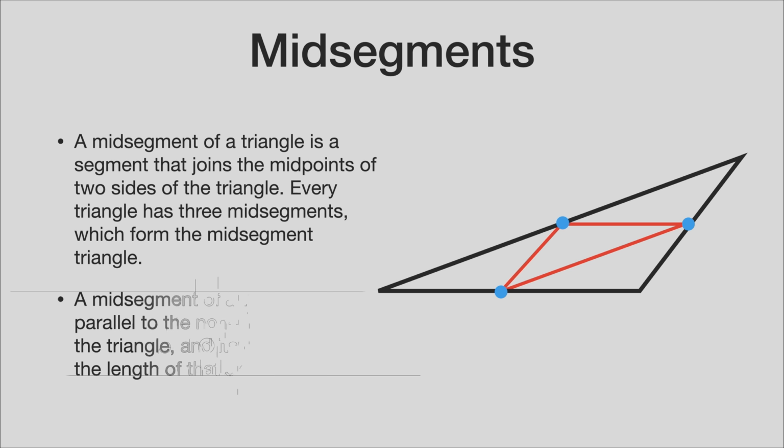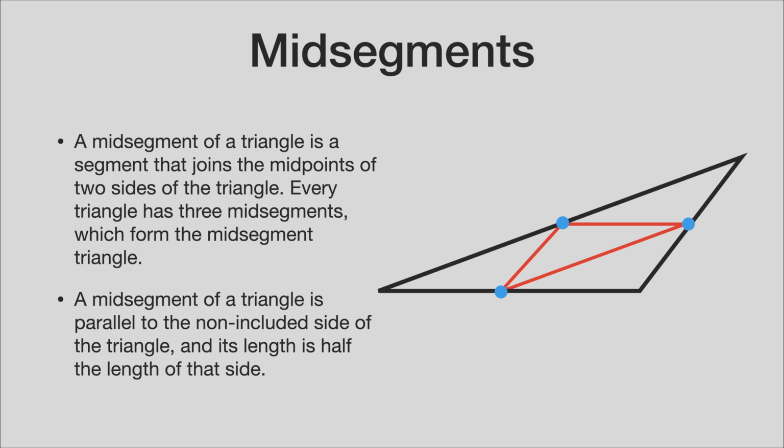And then a mid-segment of a triangle is parallel to the non-included side of the triangle, and its length is half the length of that side. So say if the bottom was 10, the mid-segment would be 5.